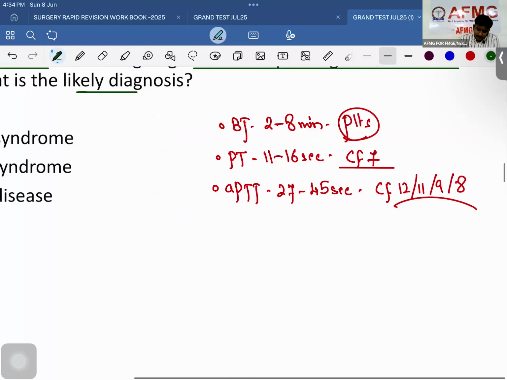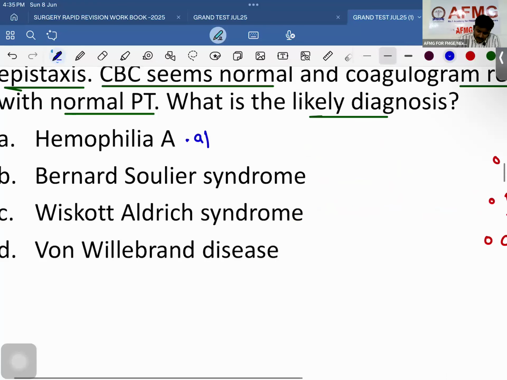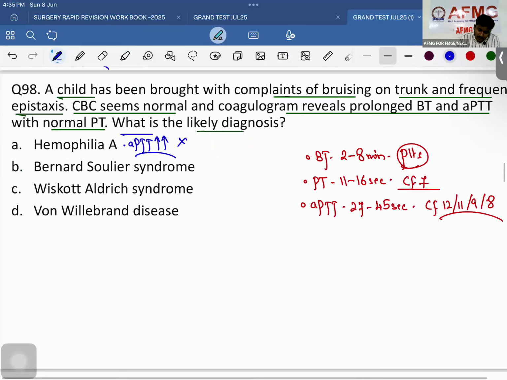Now tell me, in a patient who is having hemophilia A, we know that in hemophilia A the deficiency is of clotting factor 8. So which time will be prolonged? Only the APTT will be prolonged, beta. Will there be any problem with BT and PT? No. So definitely this is ruled out, because they are saying the patient is having prolonged bleeding time and APTT also. So obviously hemophilia is ruled out.